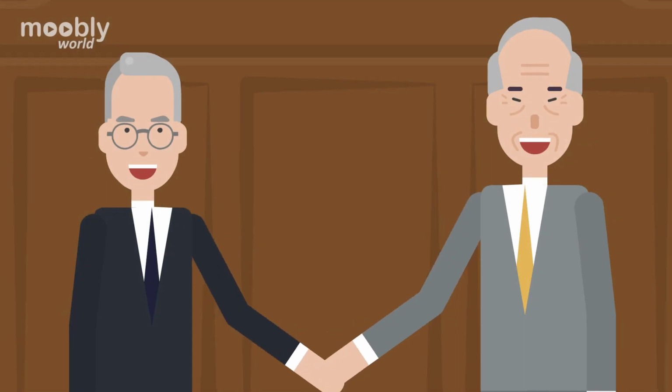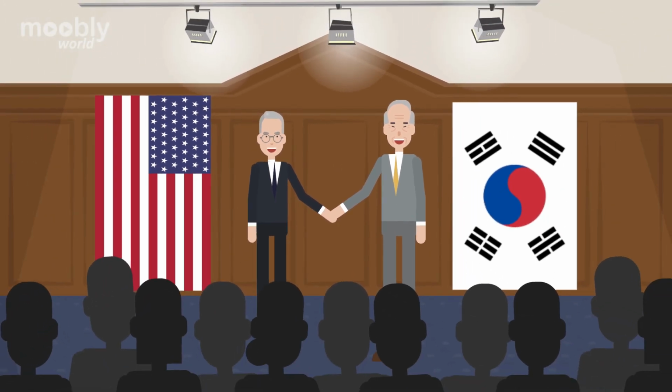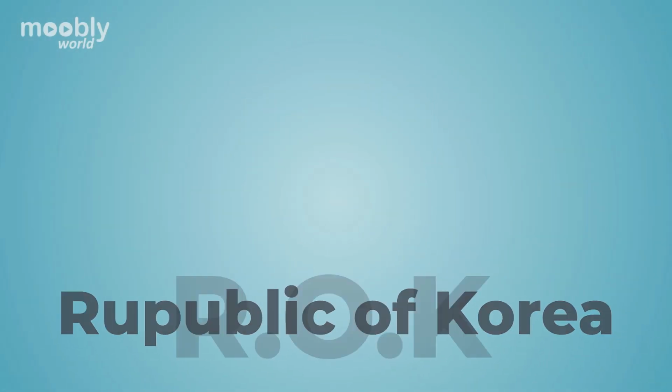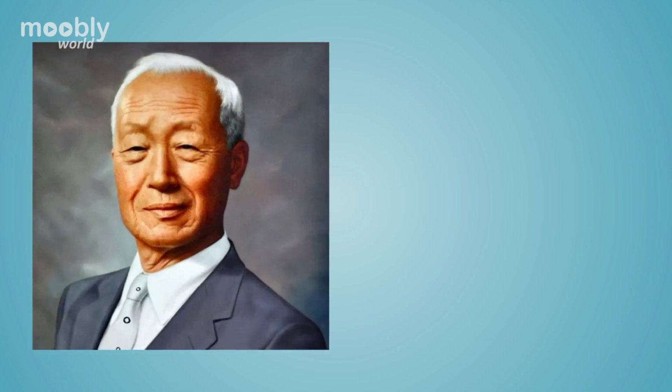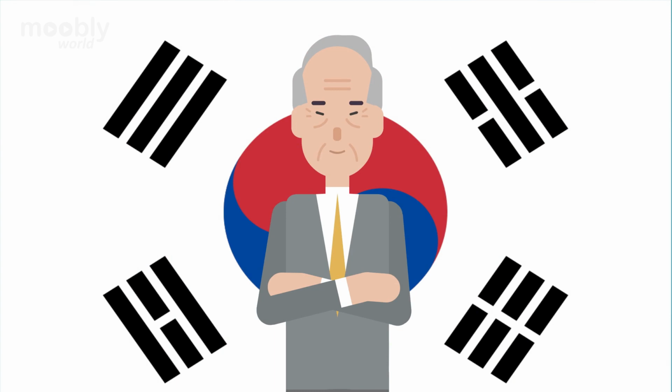Thus, in 1948, with the help of the US, they established their own government in Seoul, an anti-communist government that they would call the Republic of Korea, or ROK. The newly elected Syngman Rhee was to lead it. This is how the South Korean government started.